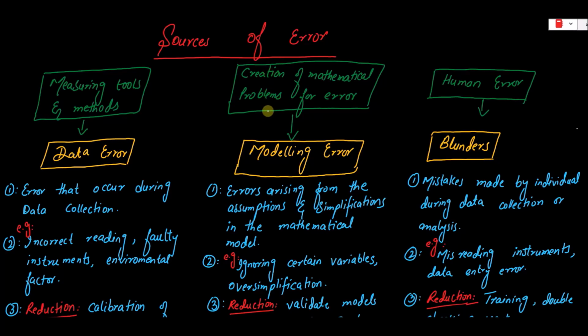Today we are going to discuss the sources of error, and in order to understand the sources of error, I will give you the answer to two major questions. Number one, from where do we get the errors, what are the basic sources from where we get an error while creating a mathematical model, and secondly, how to reduce these errors. So let's start with modeling errors initially.